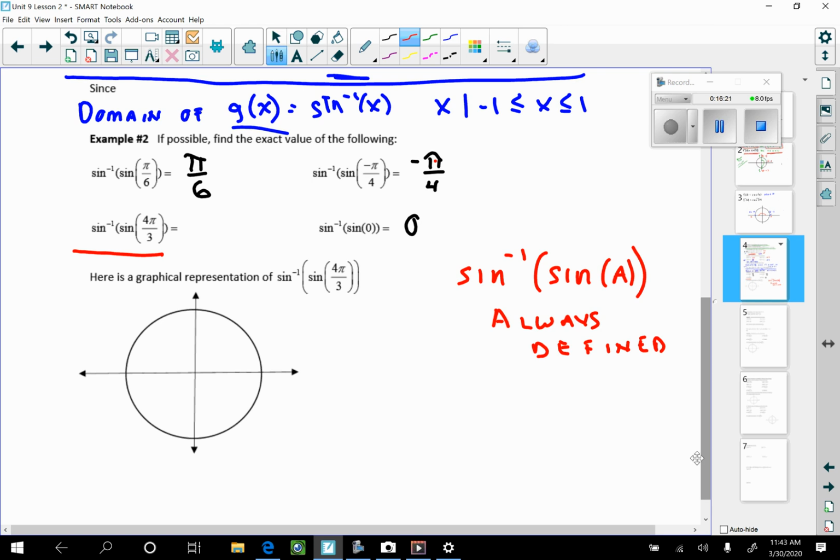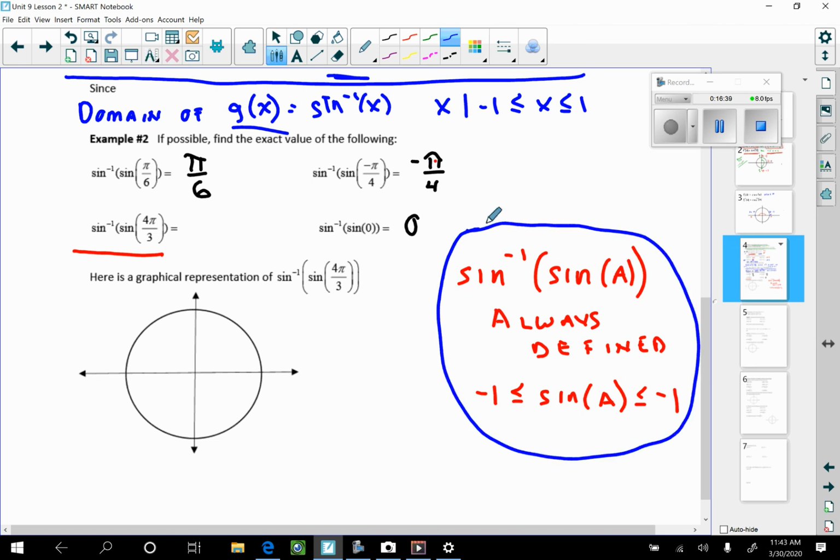Why? Because guess what? Sine of A, no matter what the angle is, is always between -1 and 1, and the domain of inverse sine is between -1 and 1. So this guy here is always going to be defined. So my question then to you is, how do I figure out what this is right here?